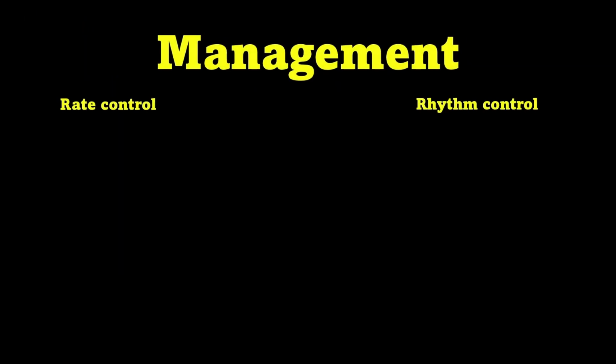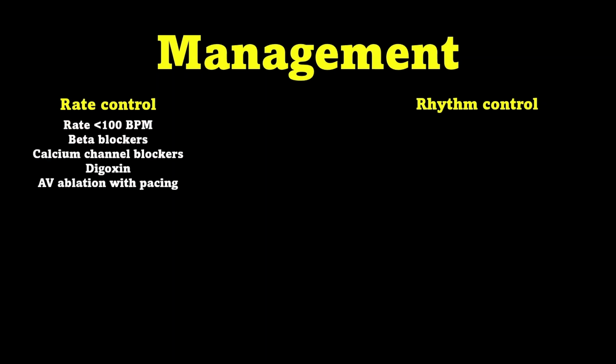Now, we get to talk about the management of our atrial fibrillation. So how do we manage it? There's two main strategies with this. Number one is rate control, and number two is rhythm control. With rate control, we're focusing on controlling the heart rate, typically aiming for less than 100 beats per minute, and this is usually achieved with some kind of beta blocker, calcium channel blocker, metoprolol, or diltiazem.